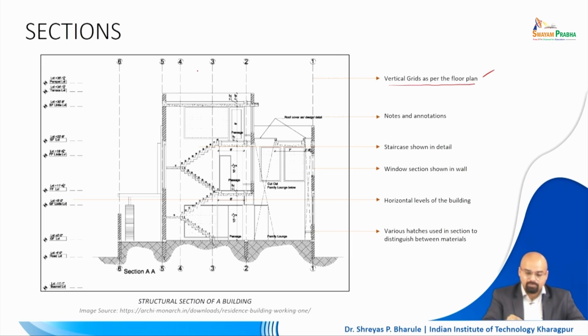So, you see 1, 2, 3, 4, 5, 6, 7, right. So, these are different center lines which are there. Then you see notes and annotations. So, in certain places like here you have a roof cover. So, a roof cover detail is mentioned, right. Probably there is another detailed sheet which is available along with this. Then you have the staircase. So, in the staircase you are going to number all the different steps which are there, right.